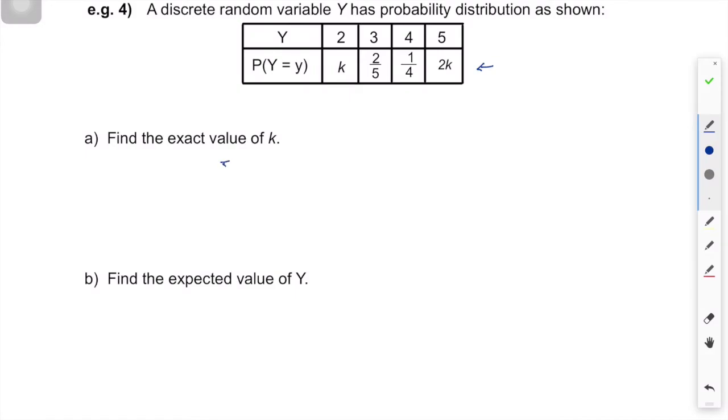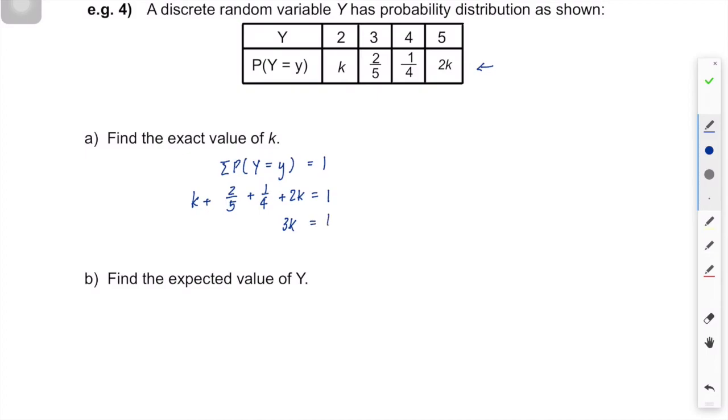I think you have the right idea, that the sum of all probabilities is equal to 1. As a result, when I add k plus 2 over 5 plus 1 over 4 plus 2k, that must equal 1. Okay, so let's add 2 over 5 plus 1 over 4. That's 8 plus 5 over 20.